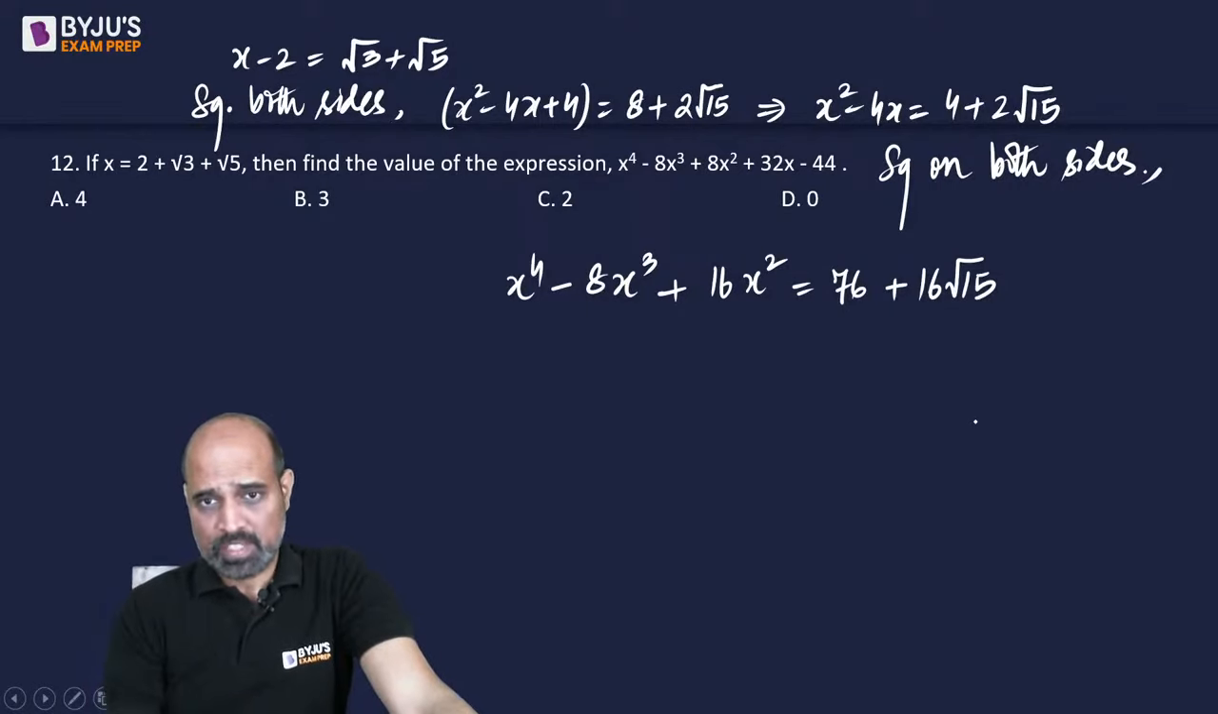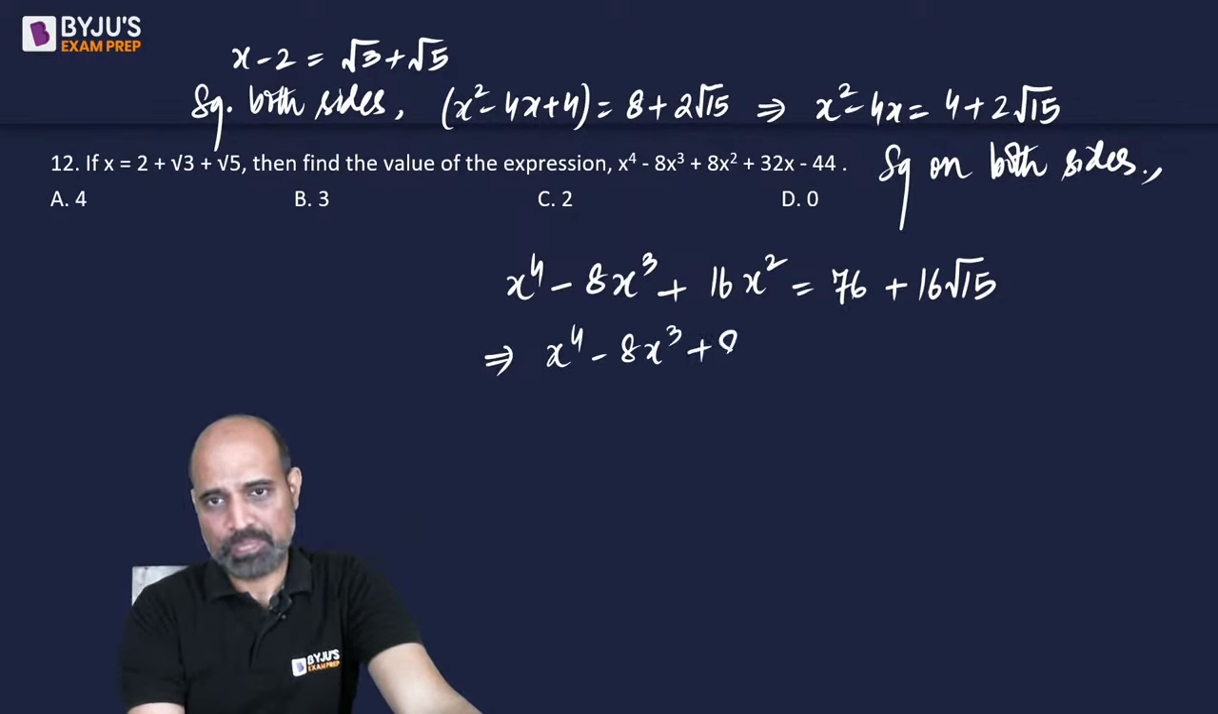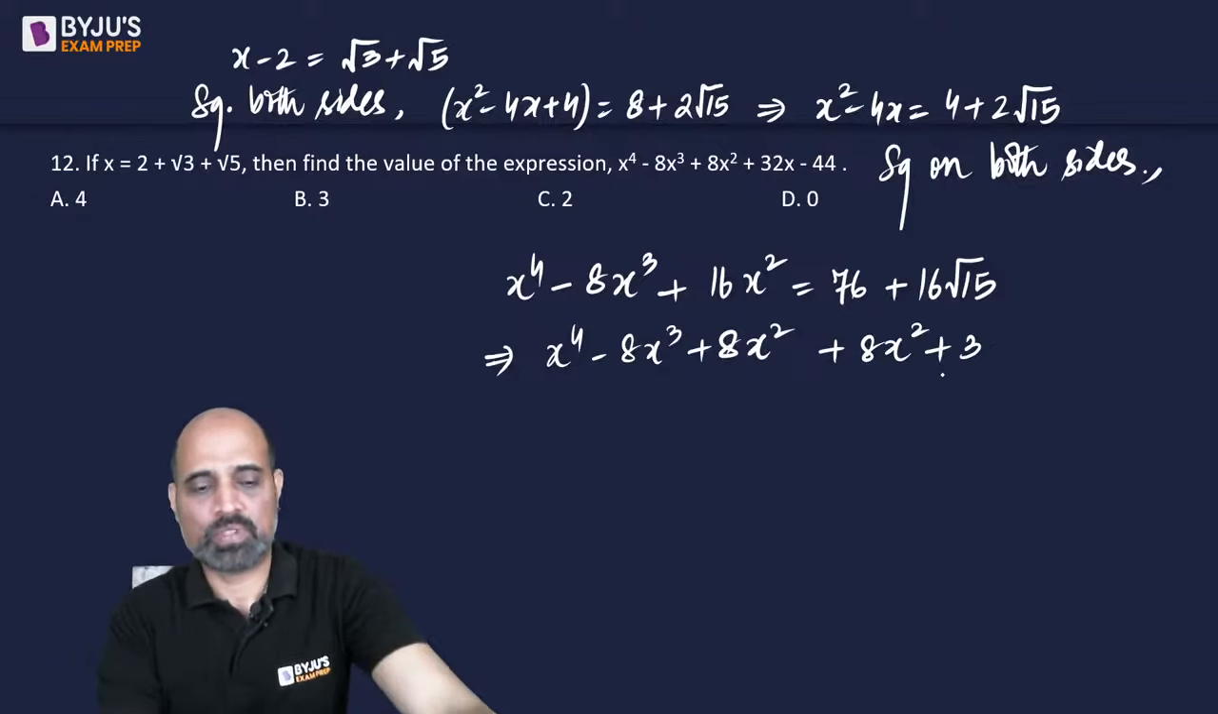Now, if you pay a little attention, what we realize is we almost have the expression. From here we can write x to the power 4 minus 8x cube plus 8x square, right? Plus 8x square.